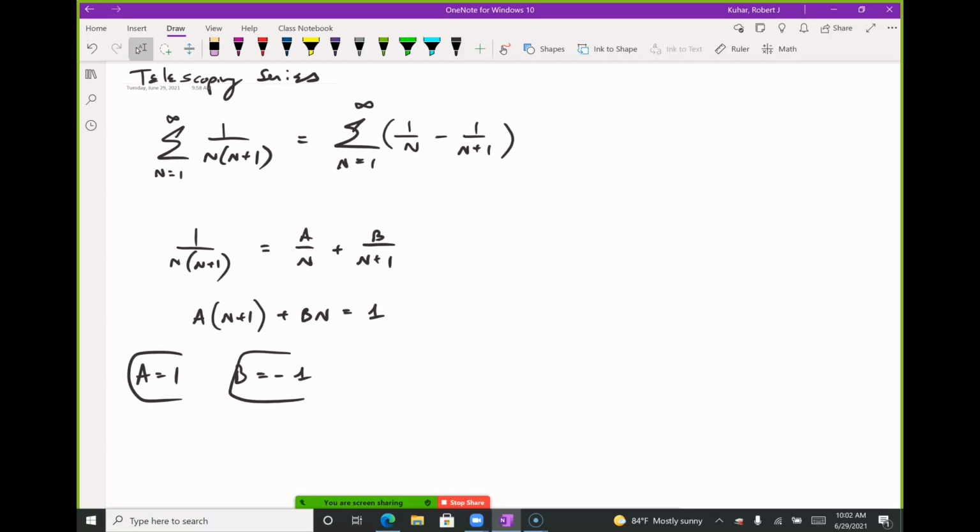Anybody else get the same coefficients? Thank you, Eleanor. David, did. Thank you. Thank you, Ash.